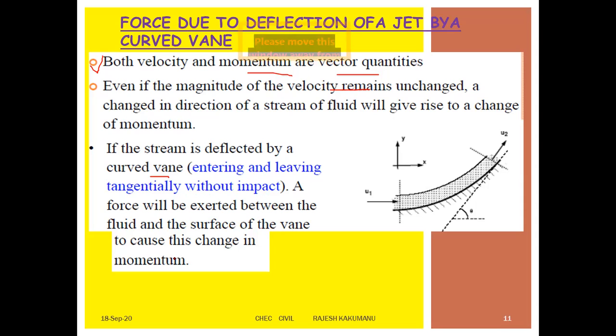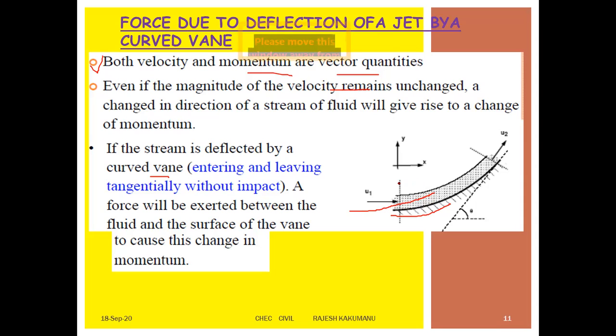So whenever the liquid is flowing from one end of the vane to the other, touching the surface of the vane, there is a change in the momentum. See here, the black portion is the curved vane, and the water is flowing along its surface, so the layers of the liquid are touching the boundary of the curved vane, and thereby the change in the momentum occurs.